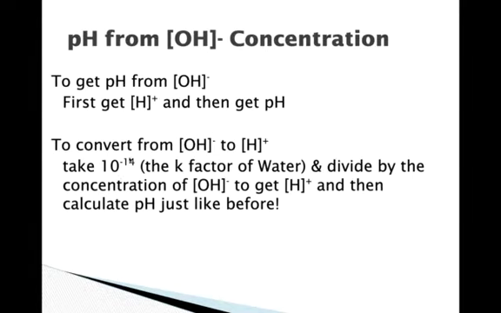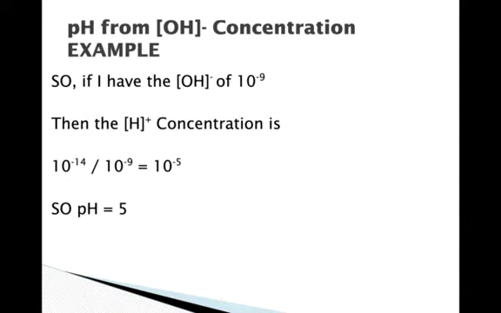But we're taking this 10 to the negative 14th and dividing by the concentration of hydroxide ions, and that will give us the concentration of hydrogen ions. Then we can calculate pH just like before. So for example, if the concentration of OH was 10 to the negative 9th, then the concentration of hydrogen is just 10 to the negative 14th divided by that 10 to the negative 9th.